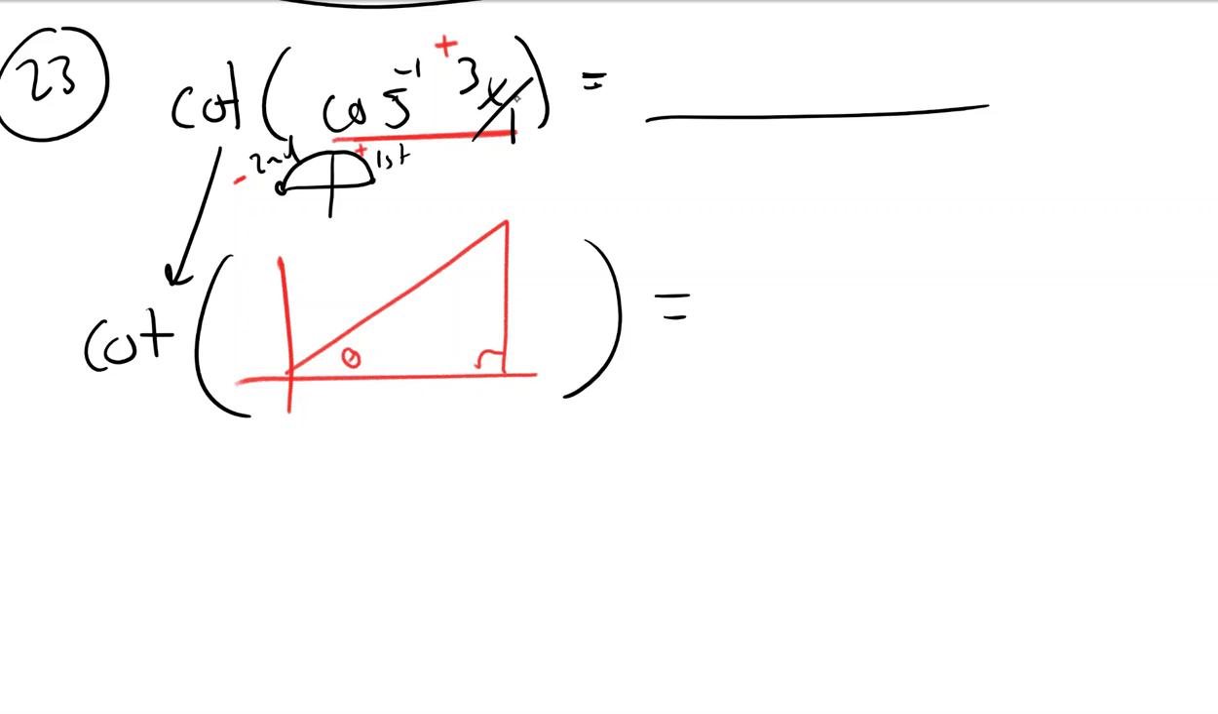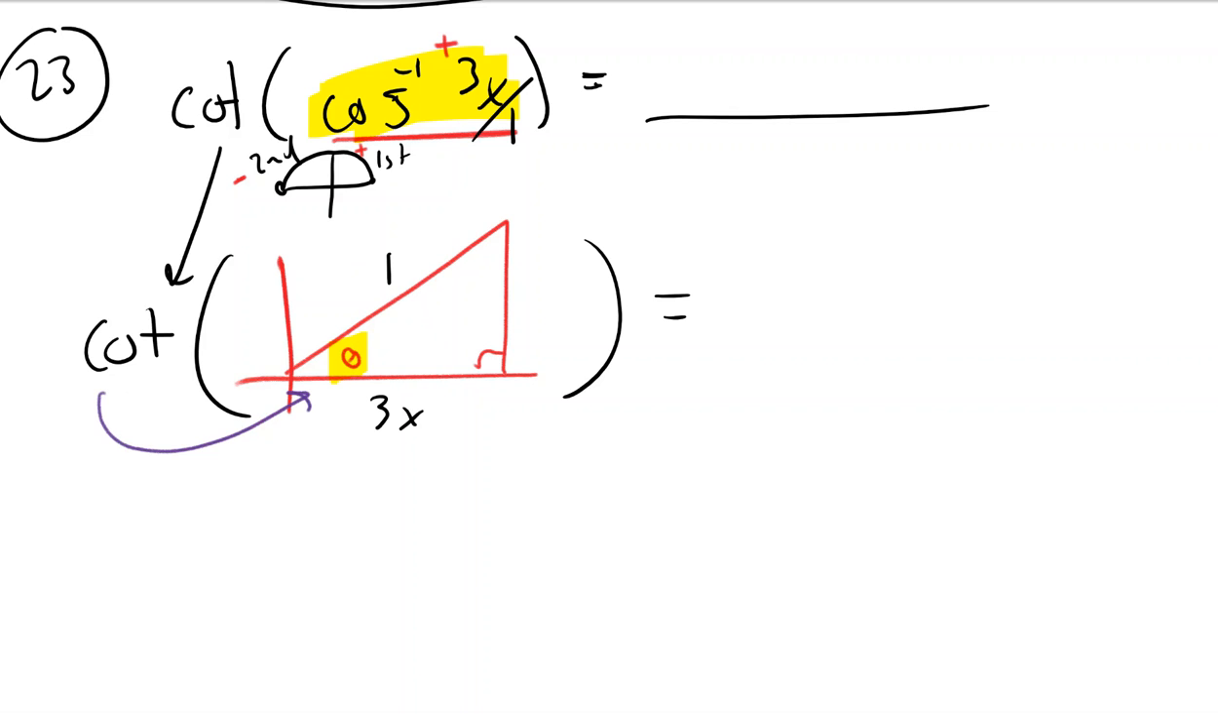So then we could do Sohcahtoa. Cosine is always adjacent over hypotenuse. And so essentially what we did here is we just made a visual. This is saying the angle that has a cosine of 3x, and here I drew it. This angle has a cosine of 3x because its adjacent to its hypotenuse is 3x over 1.